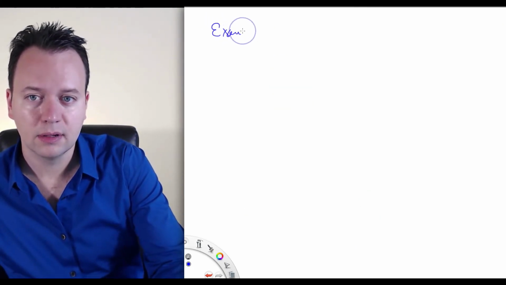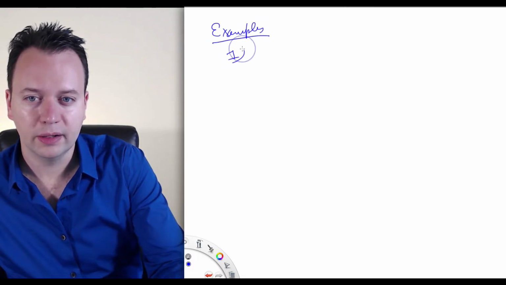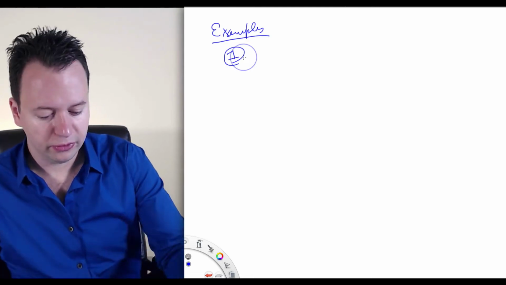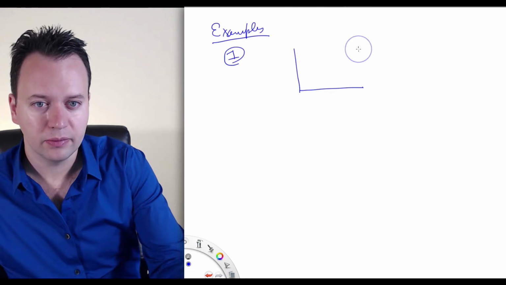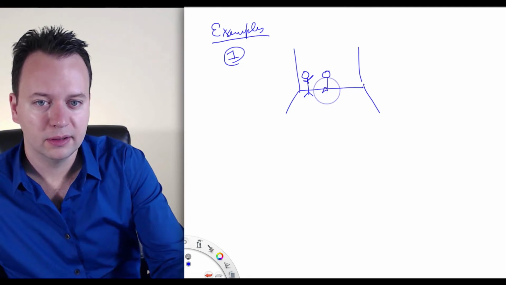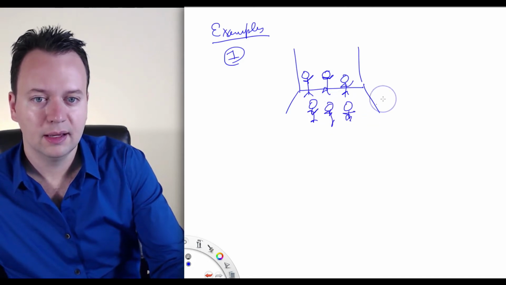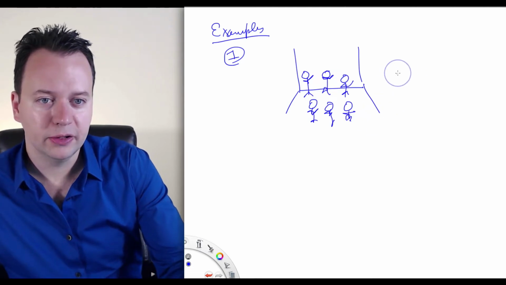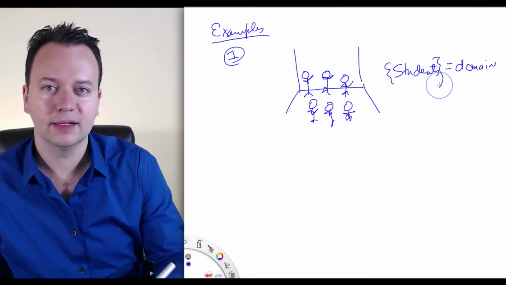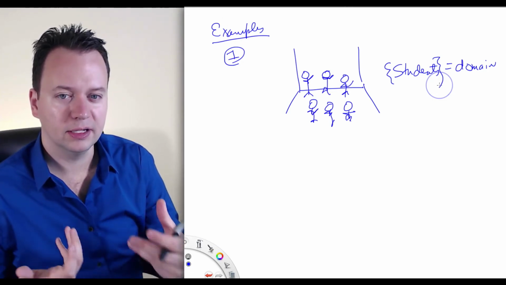So the first one is a little bit of a unique example in that the domain does not involve actual numbers. I want you to imagine your classroom. So here's your classroom, and you have people in the classroom. Here's one person, here's another person, another person. So you have a number of classmates, like that. Now, the students will consist of the domain. So I'll put some curly brackets. The set of students will be considered as the domain.